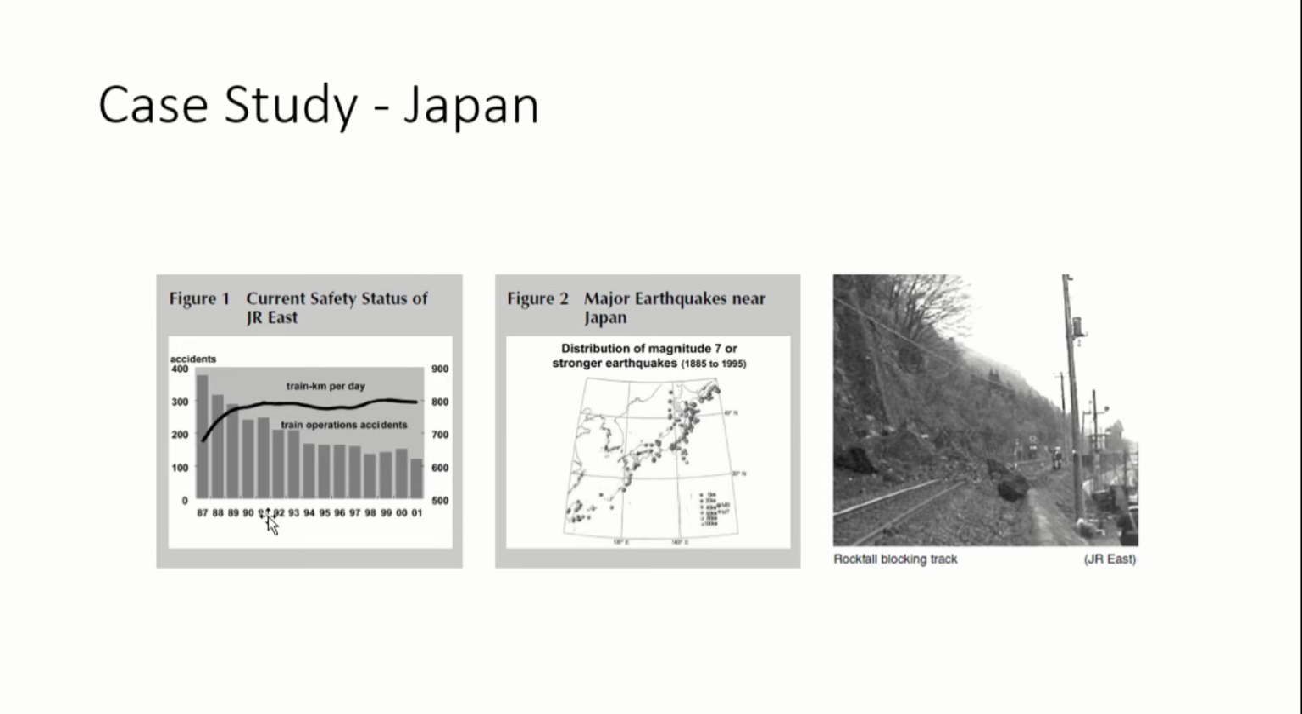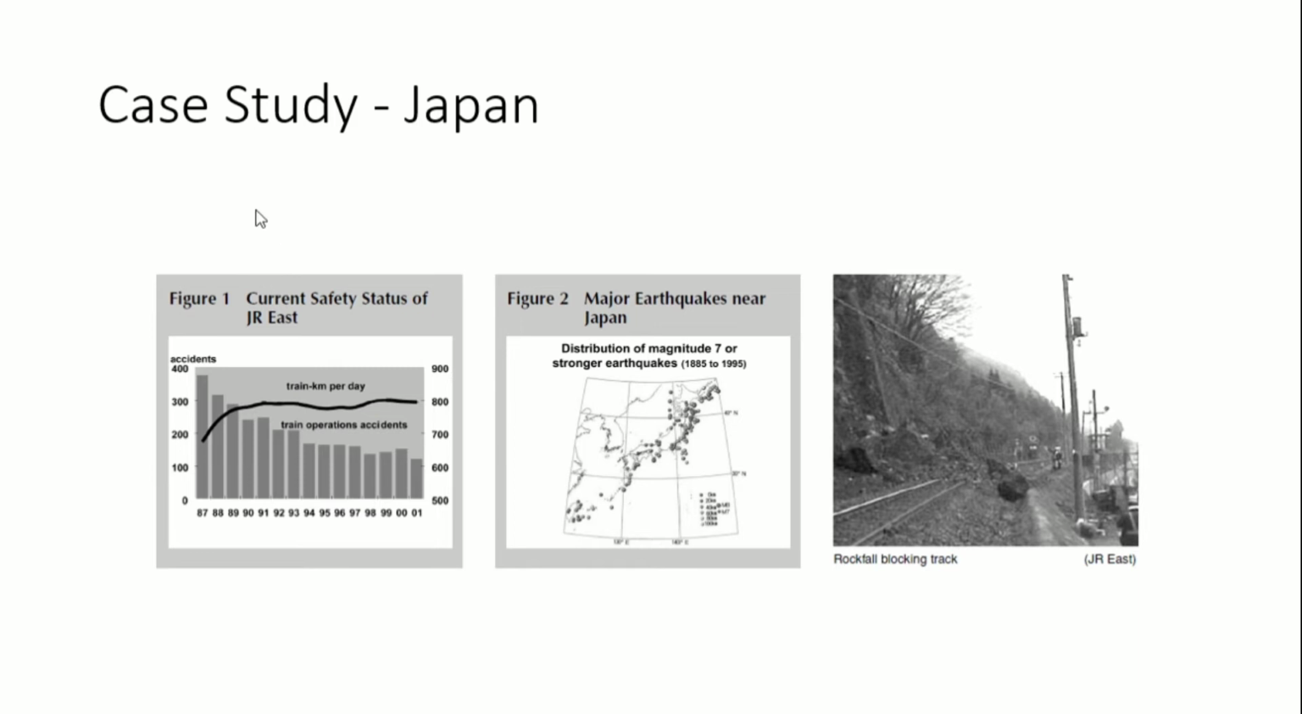And if you look at this figure 1 here, the current safety status of GR, the company that operates the train. So if you look at this, this is the accident and this is train per kilometer. So the accident has reduced quite a lot from 1987 to 2001.